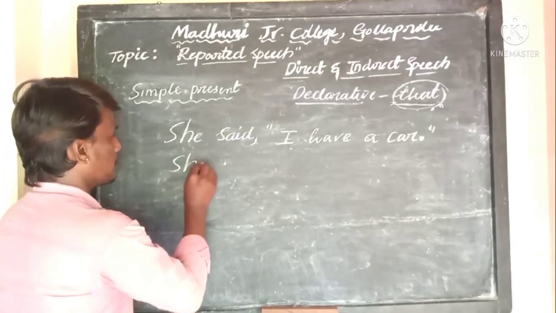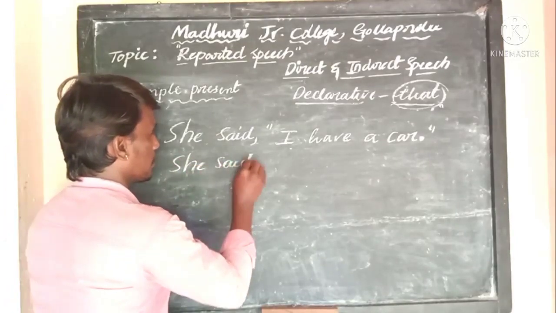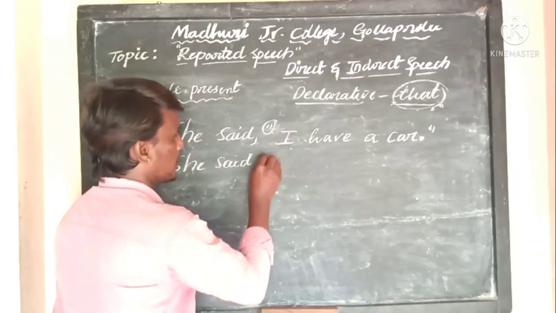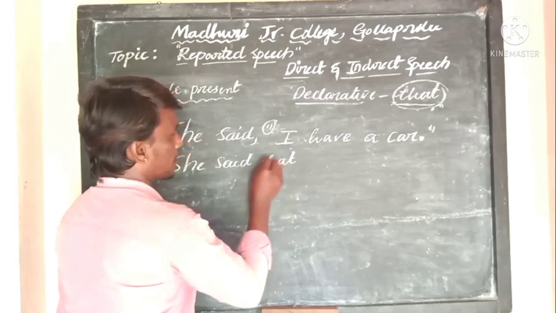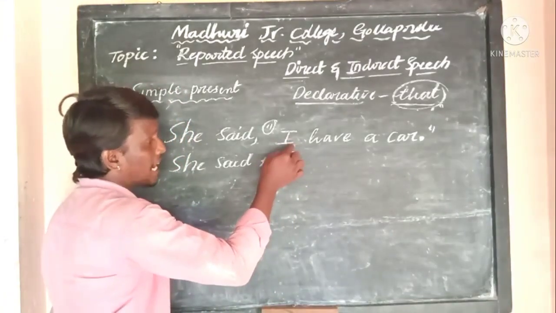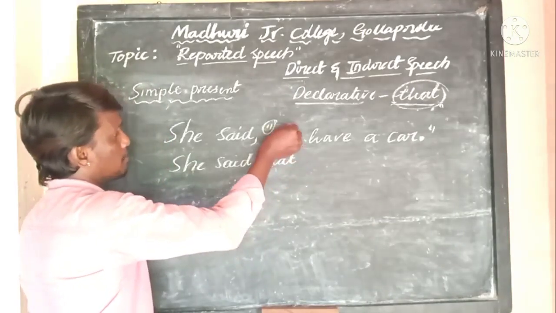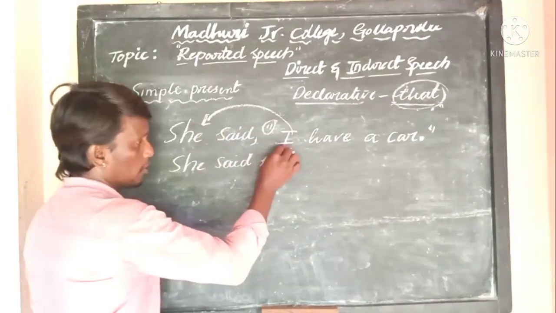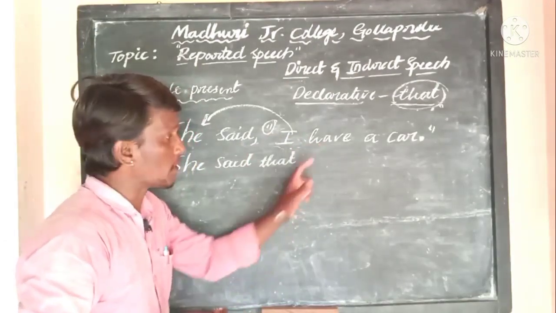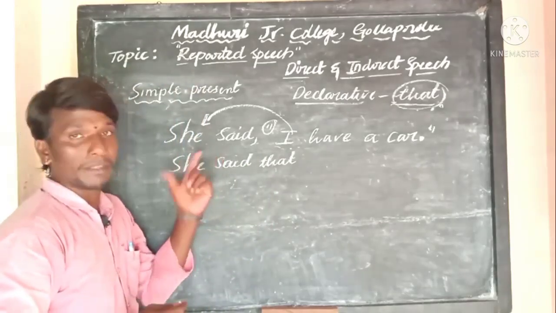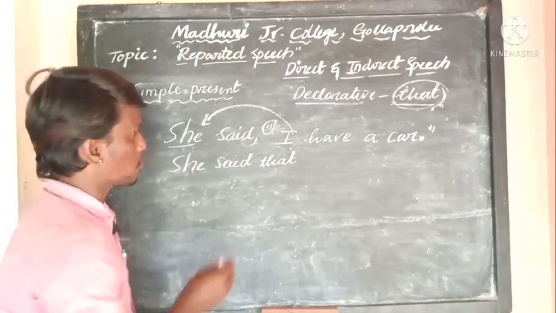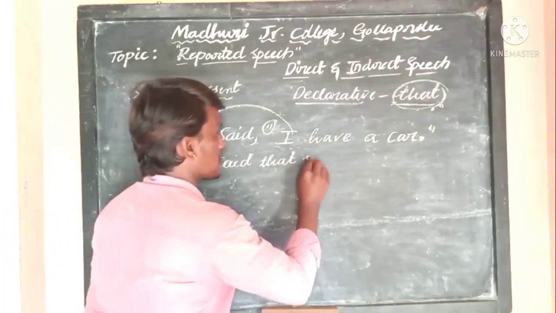She said. What is the conjunction we need to select here? Remove the punctuation marks. She said that. And again you have to ask a question: what does I refer to? Whom does I refer to? I refers to the subject, she, because the words included between the inverted commas are spoken by the speaker. Who is the speaker here? She is the speaker. So this I can be written as she.